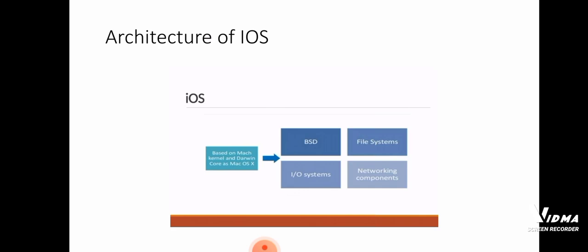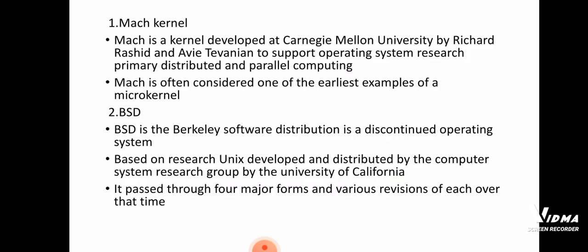Let's see the architecture of iOS. Based on the Mach kernel and Darwin core of Mac OS, it is divided into BSD, file system, I/O, and networking components. First one, the Mach kernel. It is a kernel developed at Carnegie Mellon University by Richard Rashid and A.V. Tevanian to support operating system research, primarily distributed and parallel computing. It is often considered one of the earliest examples of a microkernel.